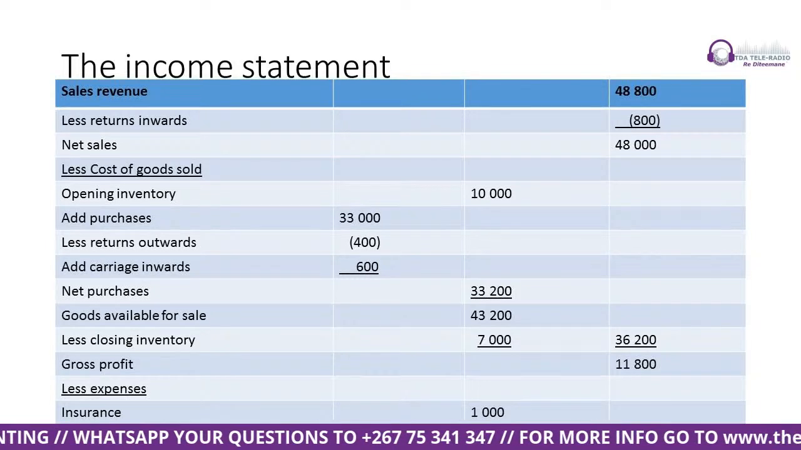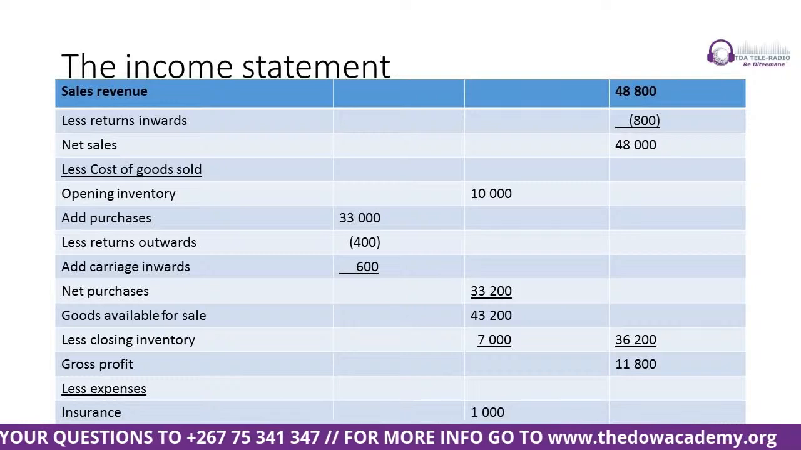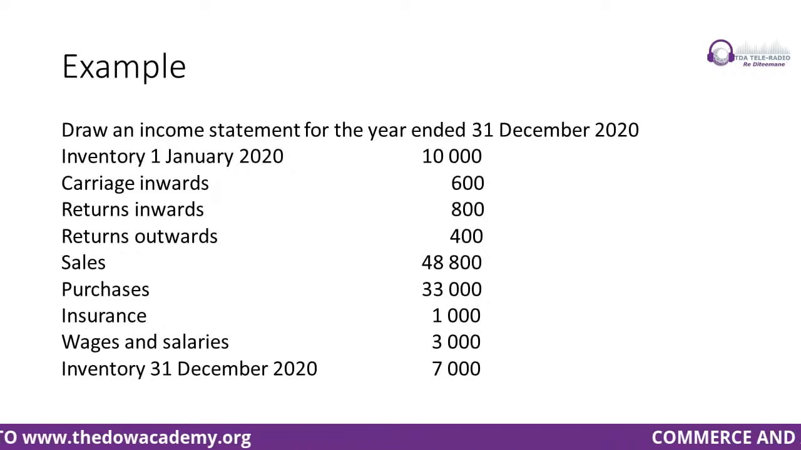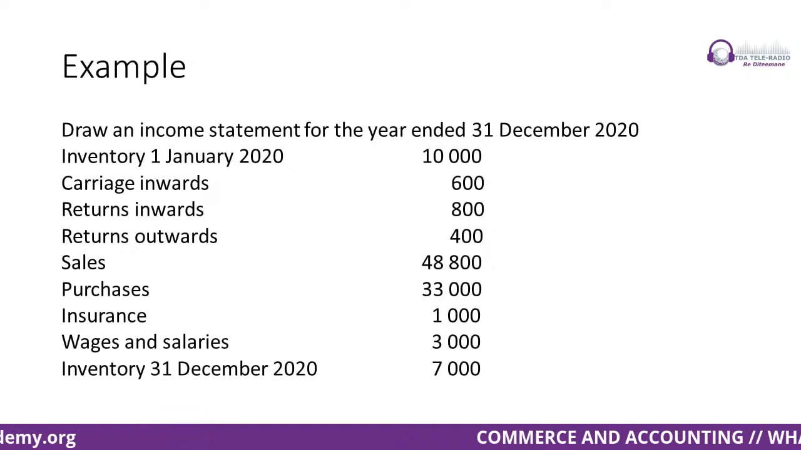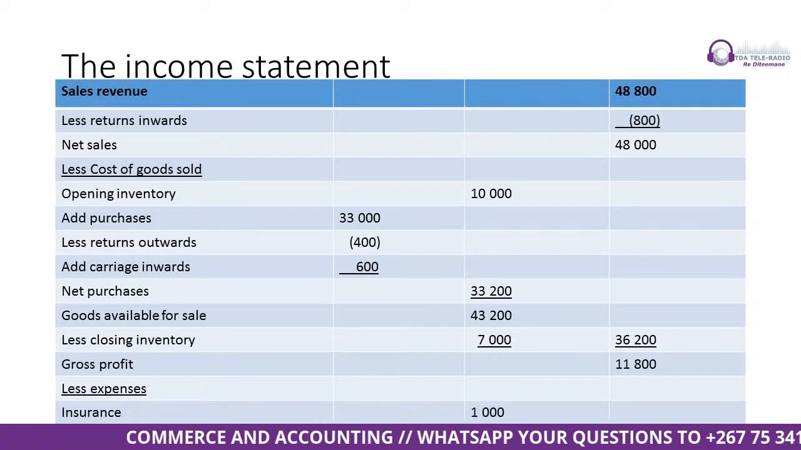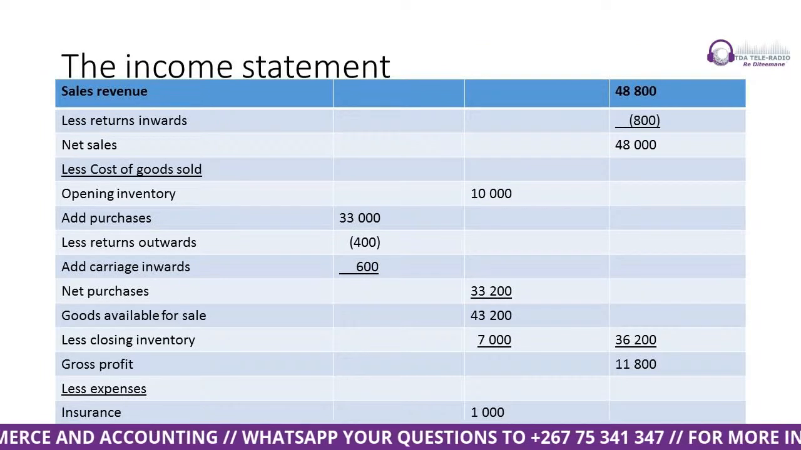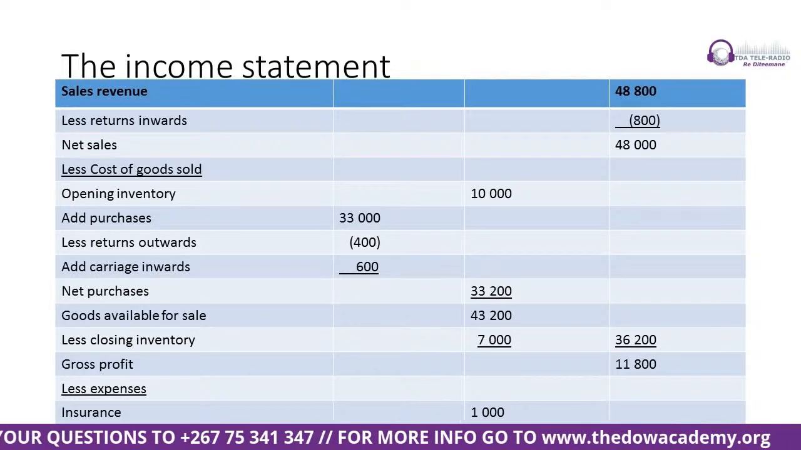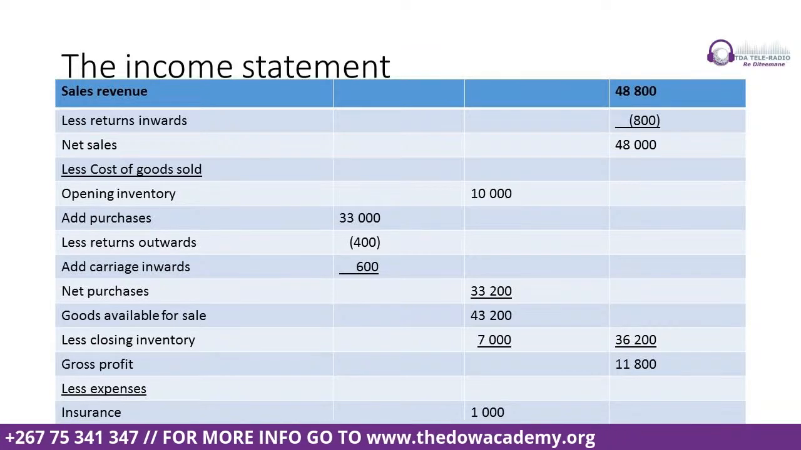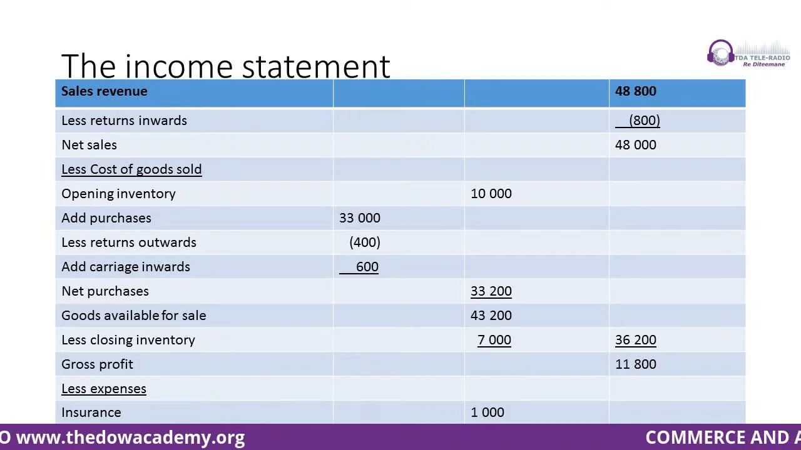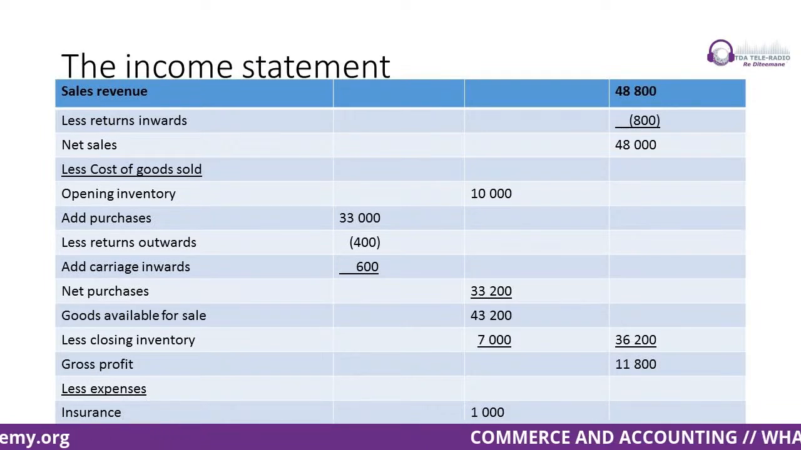But if you look at the question that I showed you before, it shows that there were other factors affecting the purchases. So we need to calculate the net purchases. So how do we calculate the net purchases? It is purchases less returns outwards, the goods that we returned to our suppliers, and we add carriage inwards, the cost of transporting goods into the business. And then we get our net purchases. We add the net purchases to the opening inventory. We get the goods available for sale.